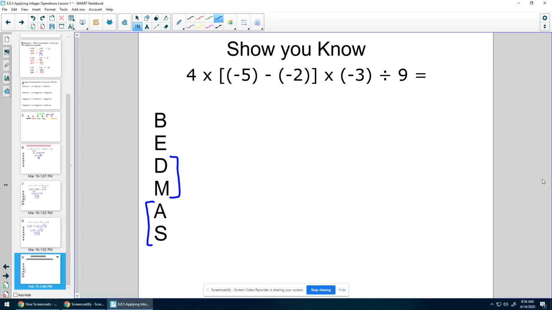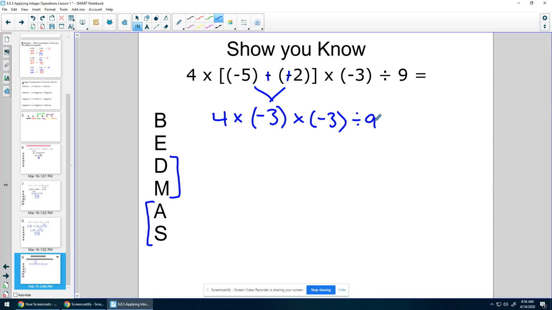Okay, so this example here, do we have brackets? We sure do. So we have negative 5 minus negative 2. So again, when we are subtracting a negative, it's like we are adding the opposite. So now we have negative 5 plus 2. Two different teams. Which team's bigger? The negative. What's the difference between 5 and 2? 3. And then we'll drop down the rest of our stuff.